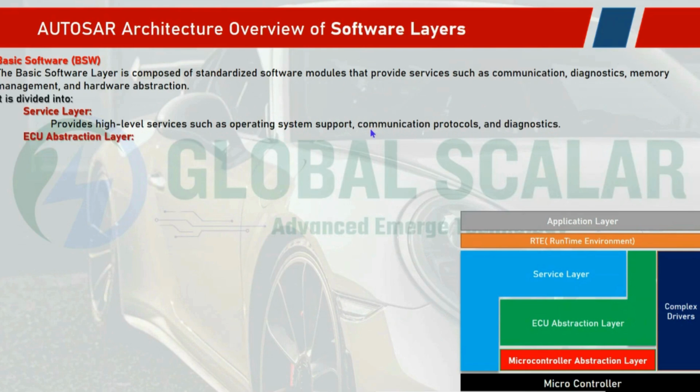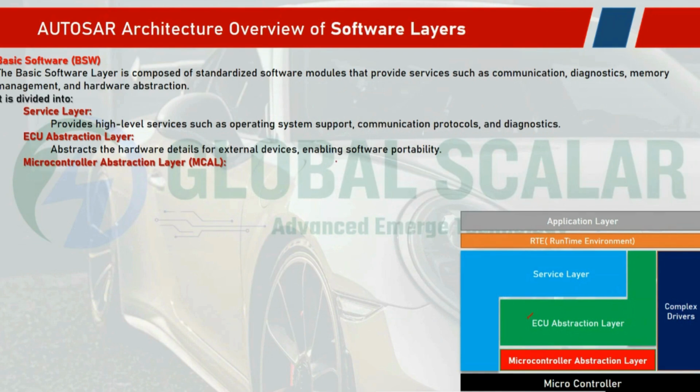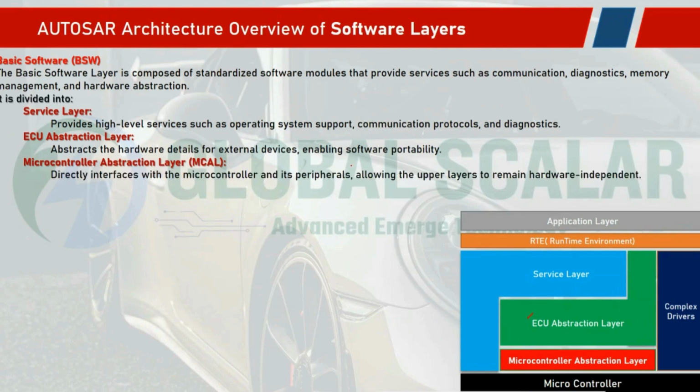And we have the ECU abstraction. The ECU abstraction specifically deals with the hardware details of the external devices and how data can be transferred when the hardware is enabled. Here we need to enable the hardware and software conditions to communicate. And next we have the MCAL. It talks about the direct interface to the microcontroller and peripherals, allowing the upper layers to remain hardware independent.